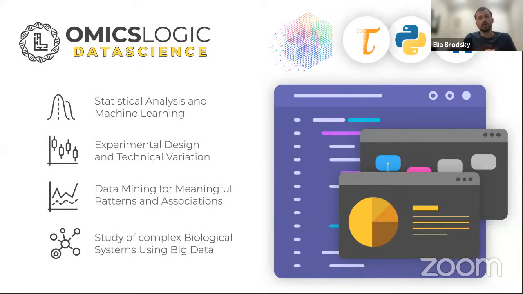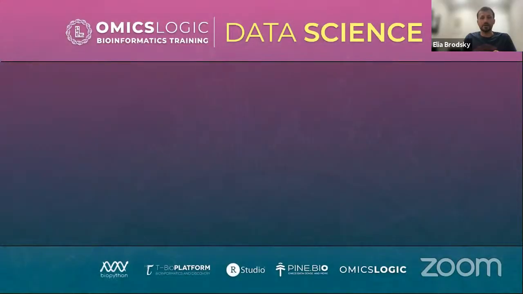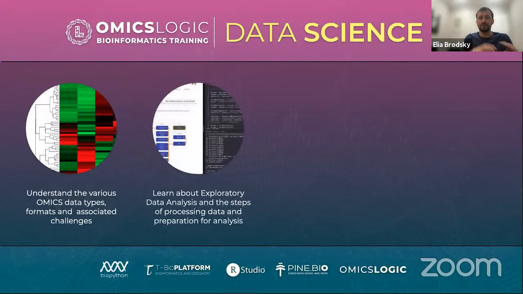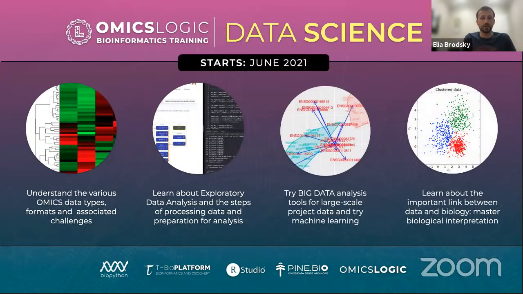This program combines resources online, asynchronously, and in a blended fashion to empower different types of people with different backgrounds to learn about statistical analysis and machine learning, experimental design and technical variation found in exploratory data analysis, as well as to apply data mining tools for finding meaningful patterns and associations, and study complex biological systems using big data. So this program on data science combines a number of different important aspects, including different types of omics data, steps for exploratory data analysis and processing, data analysis for big data integration and mining, and the application of these different tools to different types of research questions.